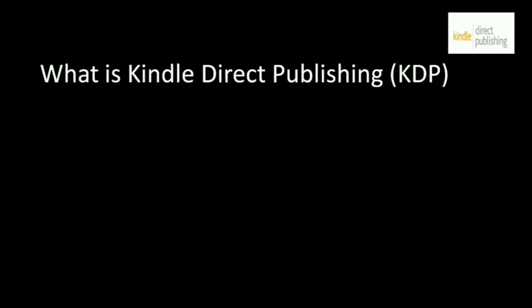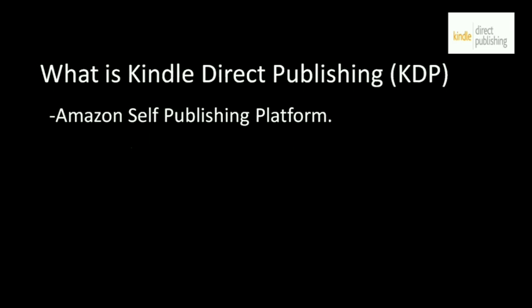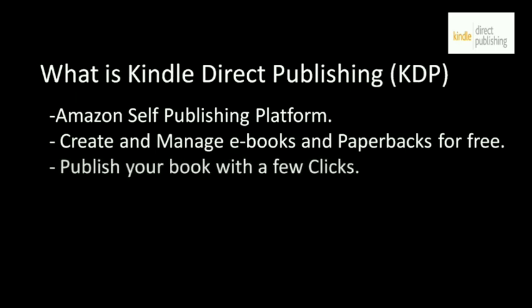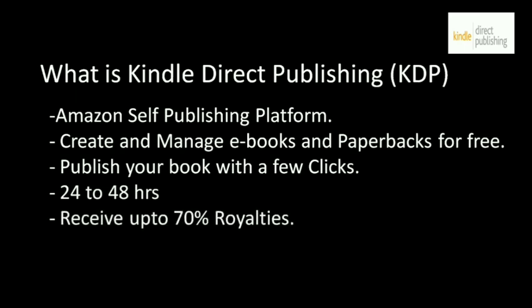So what is Kindle Direct Publishing? Kindle Direct Publishing is the Amazon self-publishing platform. Here you can create and manage ebooks and paperbacks for free, and you can publish your book within a few clicks. It takes up to 24 to 48 hours to be live on the Kindle Store, and you can receive up to 70% of royalties. This is a briefing about KDP.